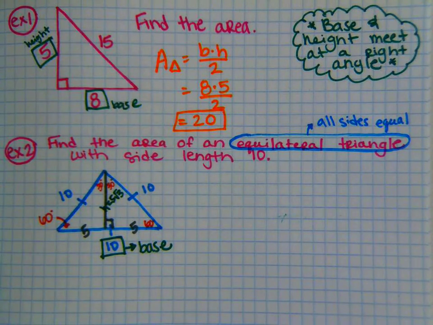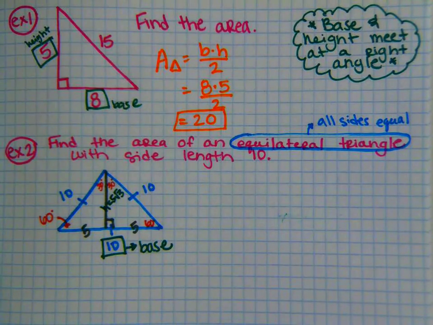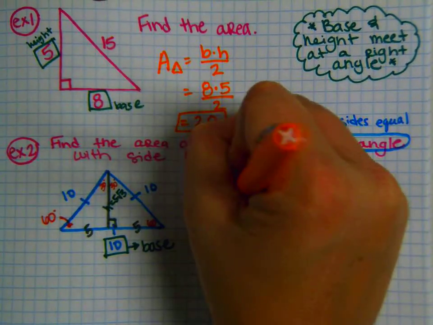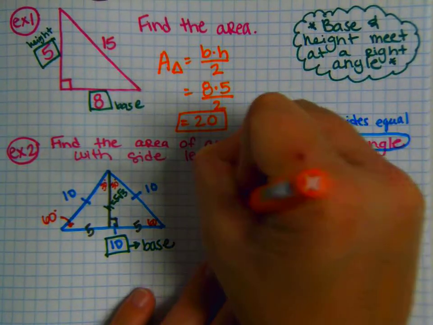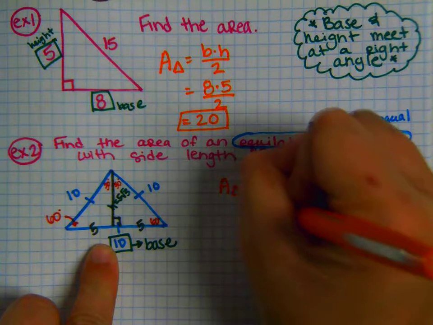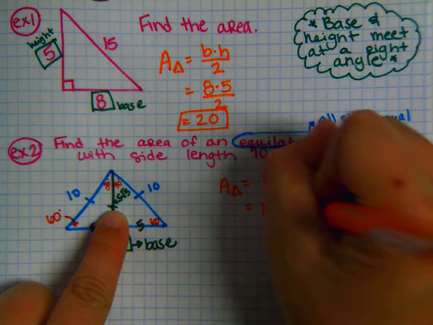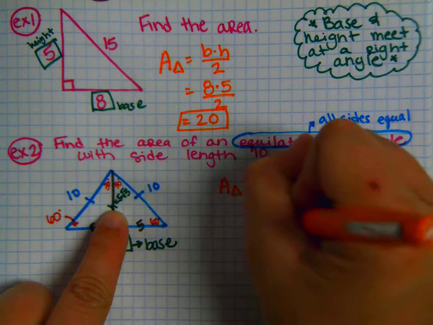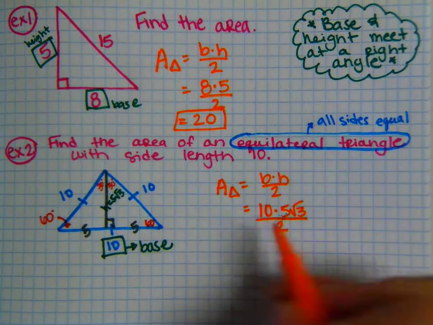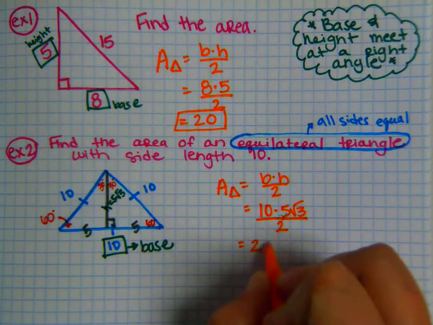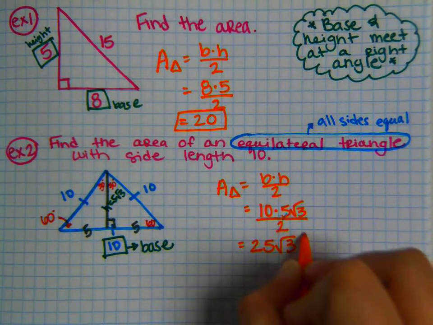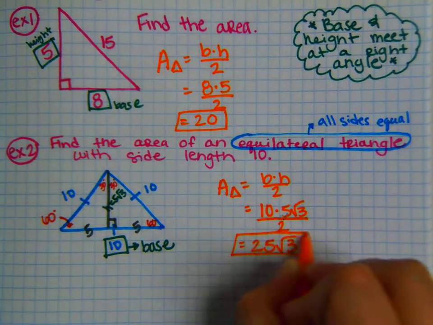So now we can find the area of that triangle. The area of the triangle, again, is always base times height divided by 2. So the base is 10. The height is now 5 root 3, divided by 2. Okay, well, 10 times 5 is 50. Divided by 2 is 25 root 3. And there's our area of that triangle.